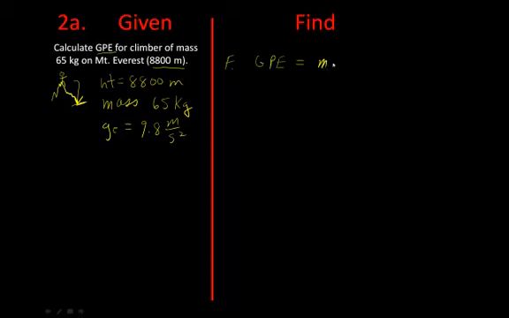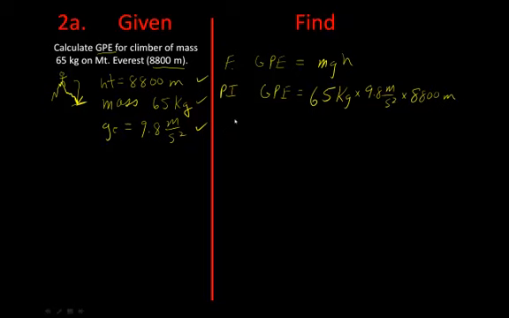The first thing is, what's the equation? GPE equals mgh. Our next step is to plug in, since we have all the correct units. We have kilograms, we have meters per second squared, we've got meters, everything's in the scientific units that we want. So GPE is equal to 65 kilograms times g, 9.8 meters per second squared, times the height, which is 8,800 meters.